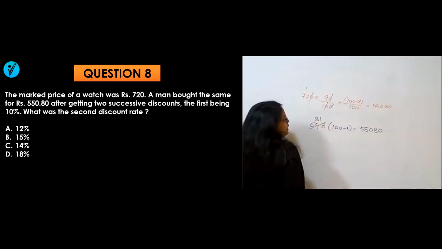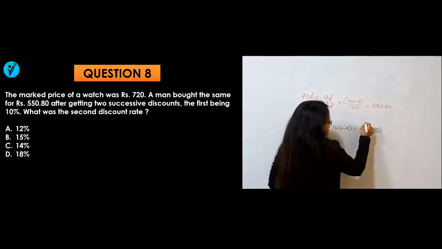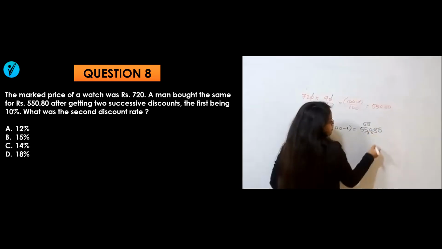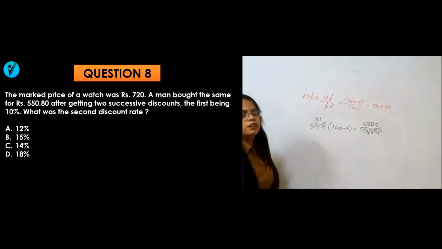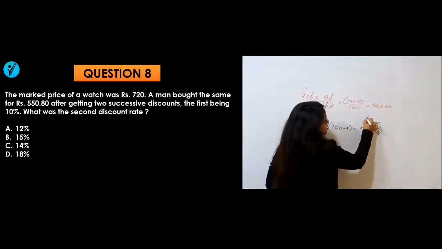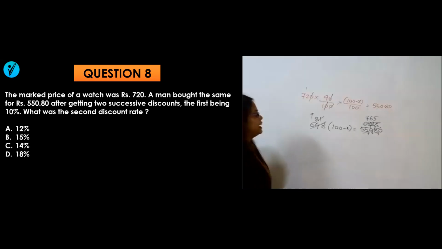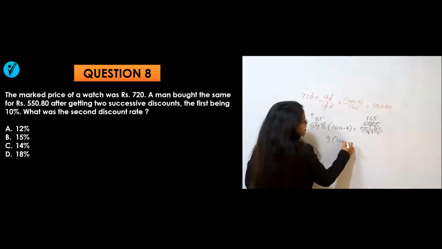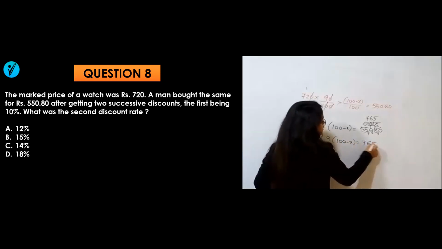8 8s are 64, 8 1s are 8, 8 6s are 48. 48 means there will be 7. 8 8s are 64, there will be 6. 8 8s are 64, there will be 4. 8 5s are 40. Now can I cancel by 9 again? 9 9s are 81, 9 7s are 63, there will be 5. 9 6s are 54, there will be 4. 9 5s are 45. Can I cancel by 9 again? 9 into 100 minus x is equal to 765.